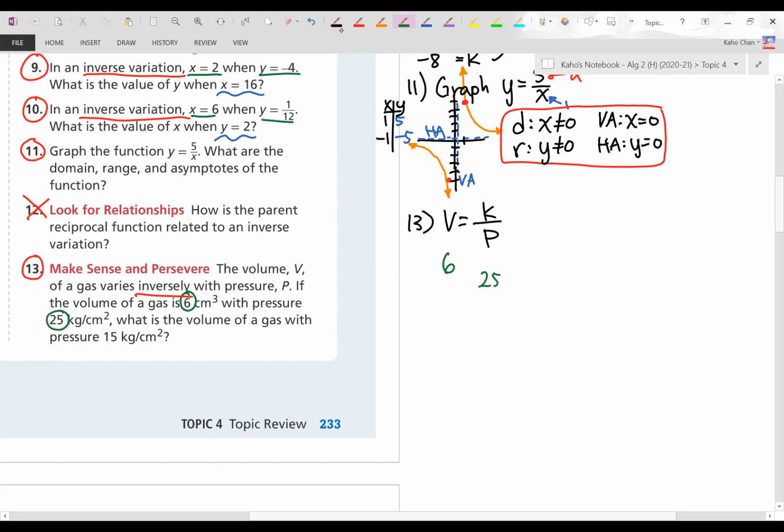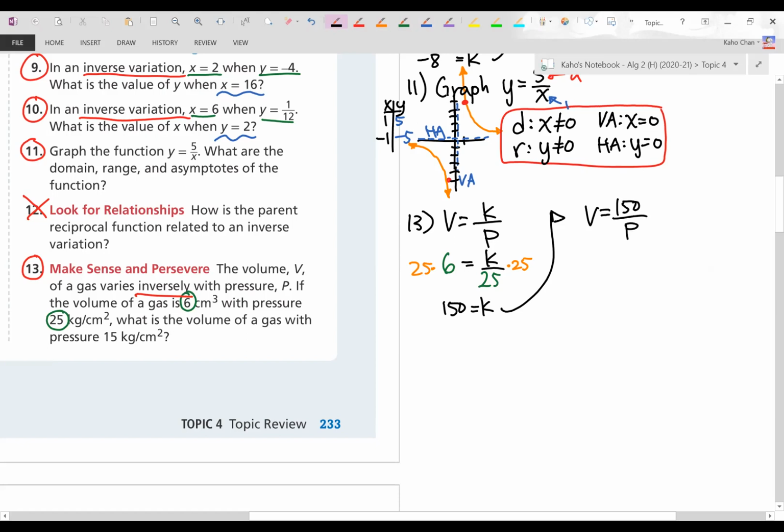So I'm basically doing the same thing like number 9 and number 10. I'm just here to solve for k, my constant of variation. Let's multiply both sides by 25. I'll get k equals 150. Hey, sounds typical of a real world problem. Now I set up my problem now, resetting the V and P values. V equals 150 divided by P.